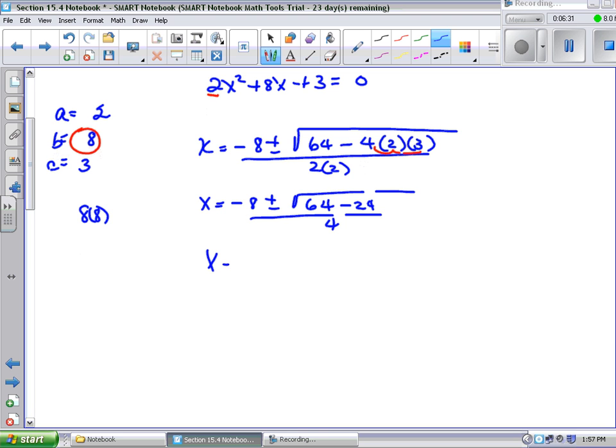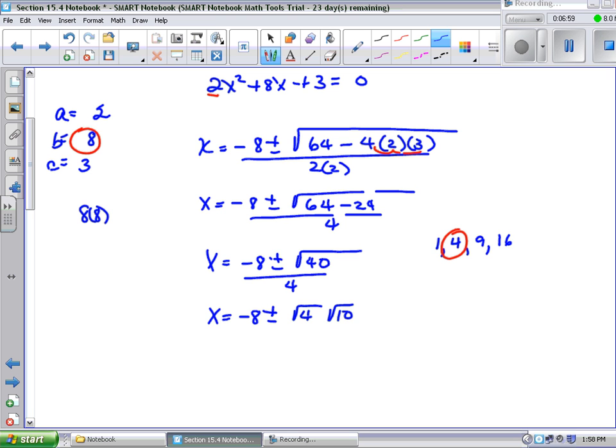So now we'll have x is equal to negative 8 plus or minus the square root of 64 minus 24, which would be 40, over 4. Now I'm looking at 40 and thinking about perfect squares. 1 squared, 2 squared is 4, 3 squared is 9, 16. I believe I can use 4. So I have x is equal to negative 8 plus or minus the square root of 4 times the square root of 10 over 4. Or I have x is equal to negative 8 plus or minus 2 square roots of 10 over 4.